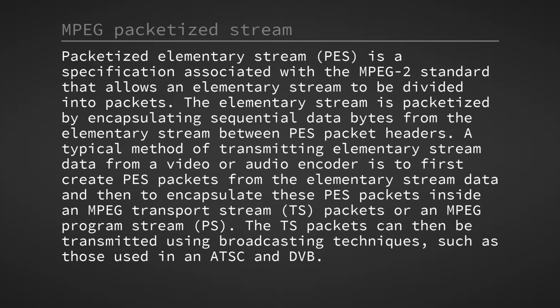A typical method of transmitting elementary stream data from a video or audio encoder is to first create PES packets from the elementary stream data and then to encapsulate these PES packets inside MPEG transport stream, TS, packets or an MPEG program stream, PS. The TS packets can then be transmitted using broadcasting techniques, such as those used in ATSC and DVB.